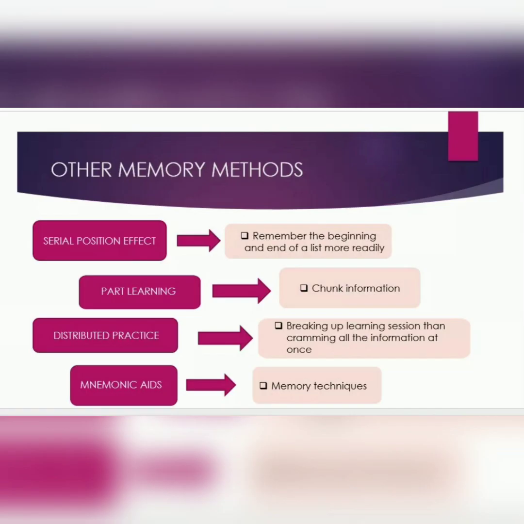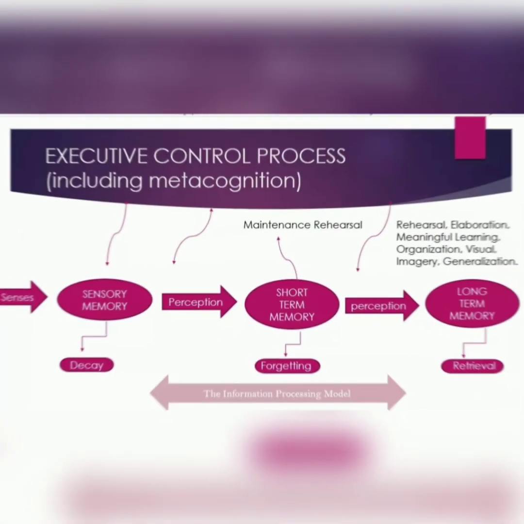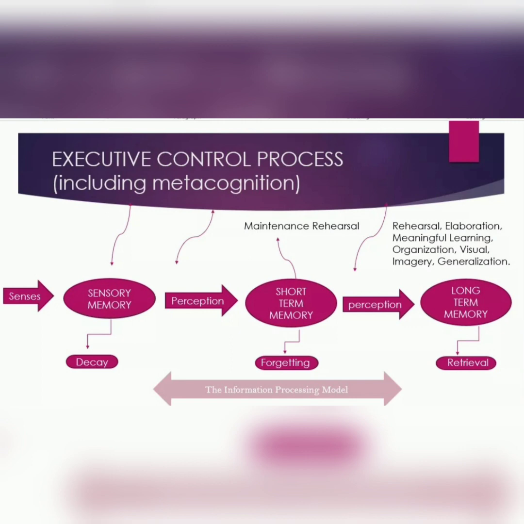Other memory methods. Serial position effect: remember the beginning and the end of a list more readily. Part learning: chunk information. Distributed practice: breaking up the learning session, rather than cramming all the information at once. Mnemonic aids: memory techniques. Executive control process, including metacognition.